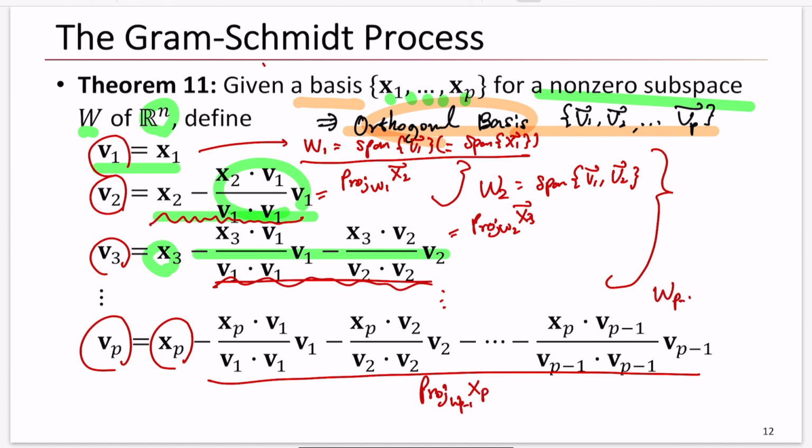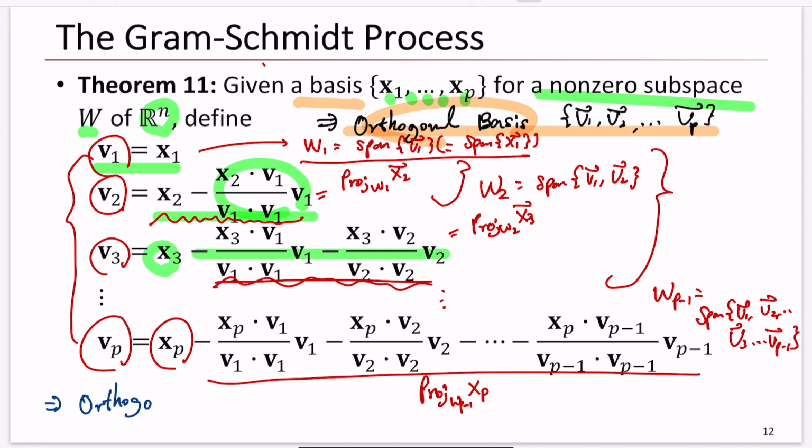Where W(p-1) is spanned by v1, v2, v3, up to v(p-1). In other words, when you have v1, v2, v3, up to vp, we finally achieve an orthogonal basis v1, v2, up to vp for the subspace W. That's the Gram-Schmidt process. That's it.